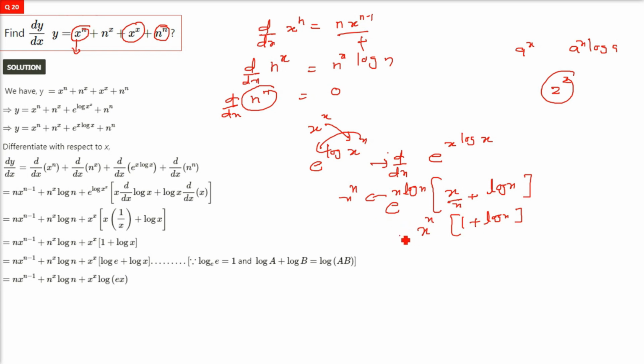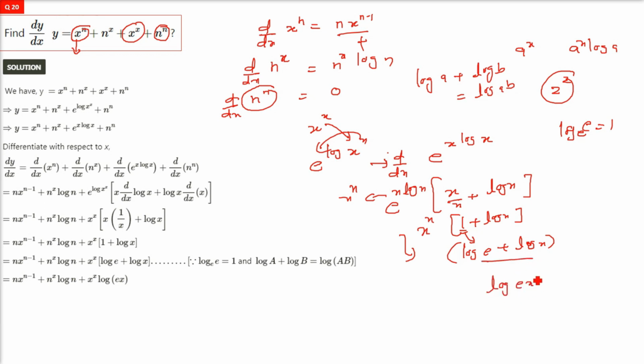So if you are more experimental, then one more step you can do. One is what? Log e. Log base e is 1. So you can write it as log e, and here you can write it as log x. So log a plus log b is log a into b. So it will be log ab. You can write this as log e into x or x into e. And x to the power x was already there. So first this term, then this second term is already done. And the third term is this one, x to the power x log ex.